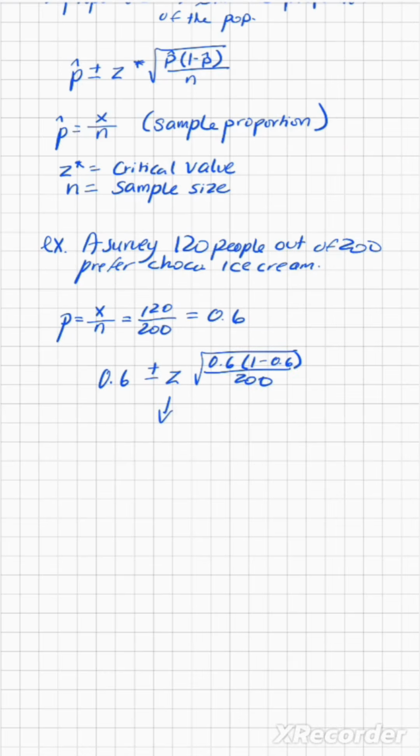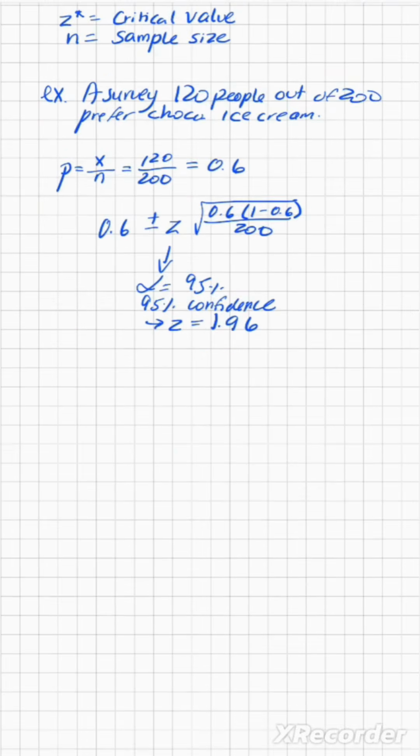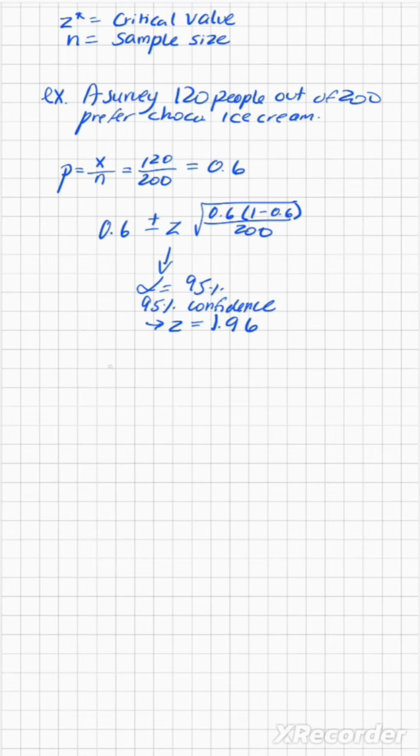Now Z will depend on your confidence level. So we are going to go with a 95% confidence. A 95% confidence has a Z score of 1.96. So if I rewrite, it is 0.6 plus or minus 1.96. Now this part is your standard error.